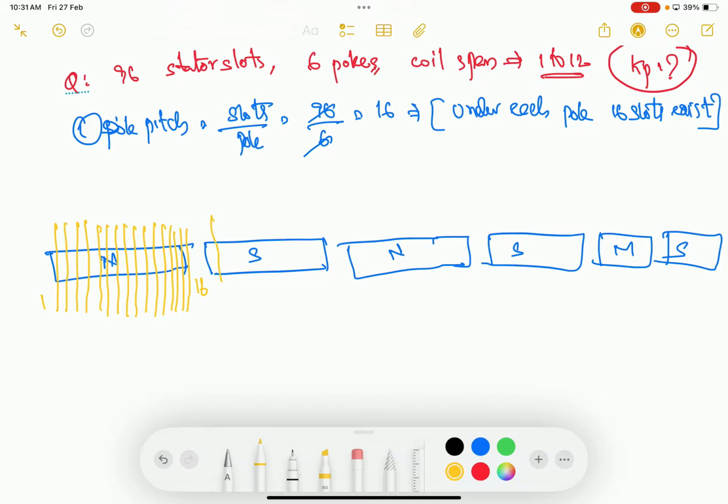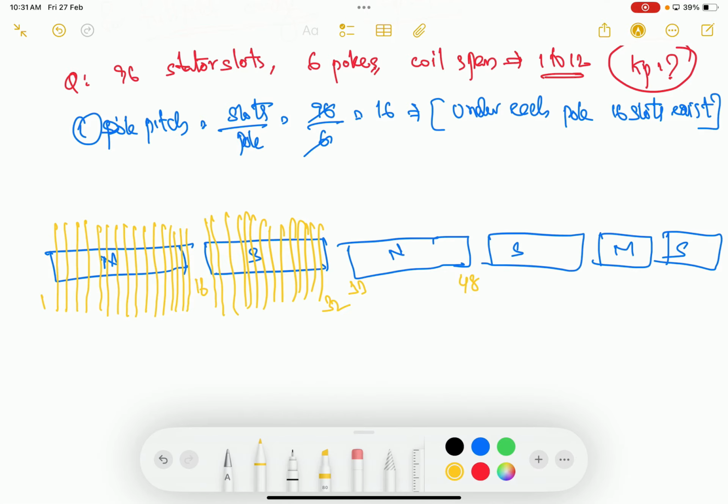Next, the next pole repeats the same here: 17, 18, 19, 20, 21, 22, 23, 24, 25. Let's assume this is 32 and it repeats the same here. Just for your understanding, I'm writing 33 to 48 and so on.